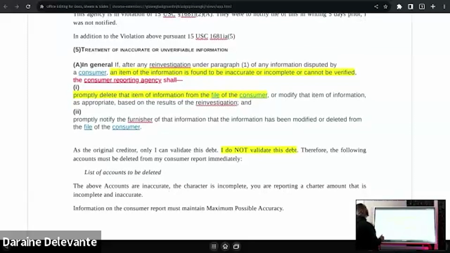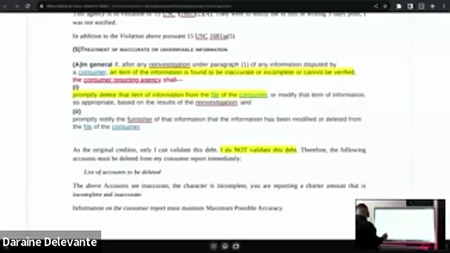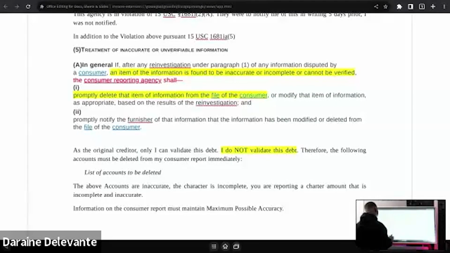In addition to the violation first on 15 USC 1681i(a)(5), treatment of inaccurate or unverifiable information. In general, if after any reinvestigation under paragraph 1 of any information disputed by a consumer, an item of the information is found to be inaccurate or incomplete or cannot be verified, the consumer reporting agency shall promptly delete it. That's why when I told you guys that they have 30 days, the reasonable time is 30 days. That's what the law gives them.